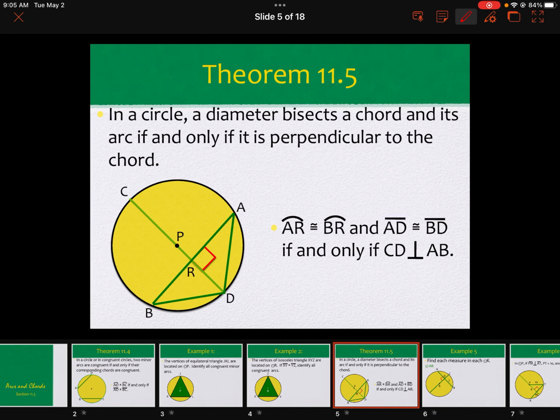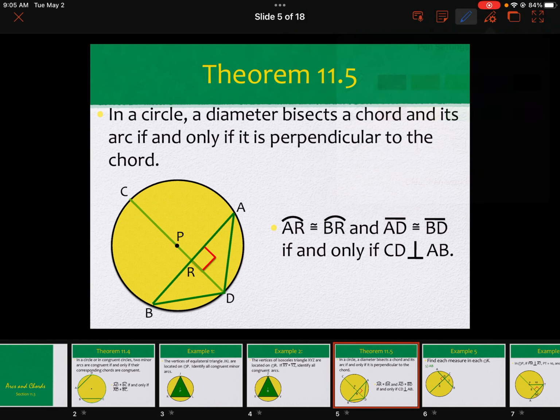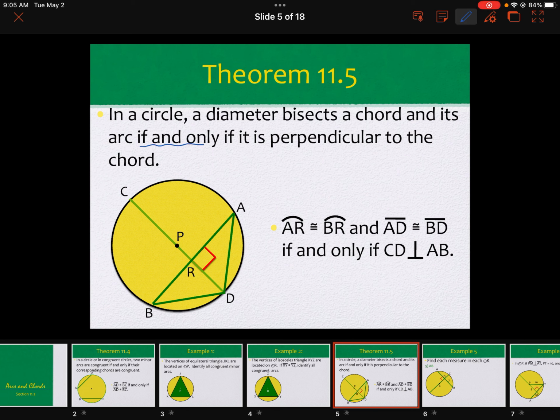This is the second video for section 11.3. We're going to look at one theorem and then a couple examples in this video. This is theorem 11.5. It says in a circle, a diameter bisects a chord and its arc if and only if it's perpendicular to the chord. So again, we have a biconditional statement, meaning it's actually two theorems in one.